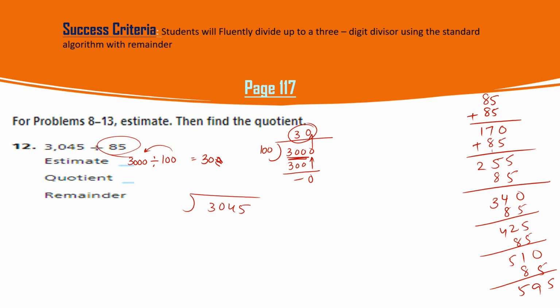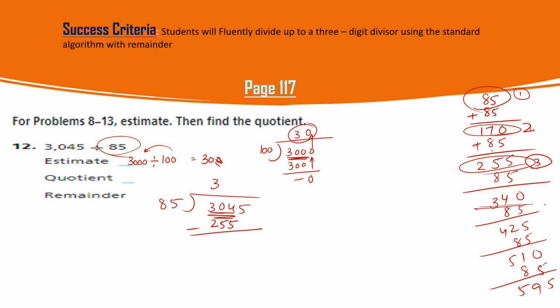3045 inside, 85 outside. Now 304. Where is 304? I don't have 304, I have 255 and 340. So I will take 3 times, this is my 2, this is my 3. So 3 times 85 gives me 255. I will take that.